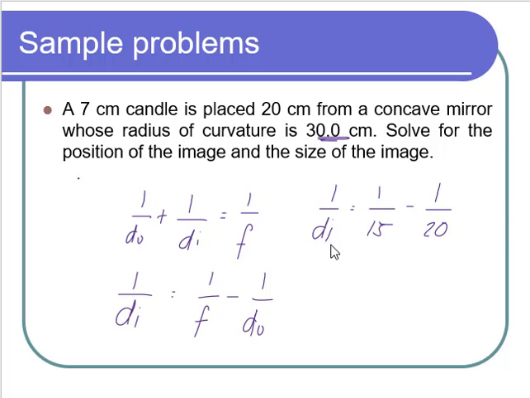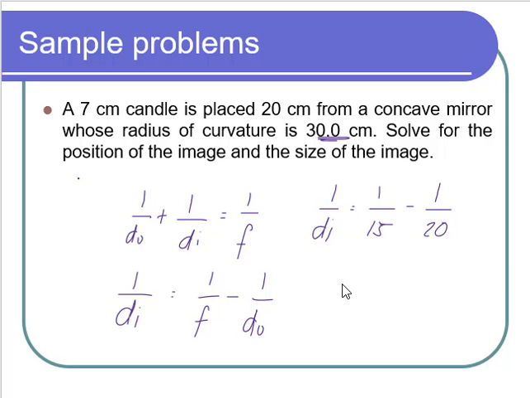Take note also that you don't have to convert units as long as the units are consistent. For example, in this problem, we have 20 centimeters, 30 centimeters, and then the height is also 7 centimeters. So our final answer would also be in centimeters. So calculating this one, 1 over 15 minus 1 over 20. Okay, so use your calculator, get the reciprocal of 1 divided by 15 minus 1 over 20. You can use all the decimals and then you just get the reciprocal so that you will have an answer of di.